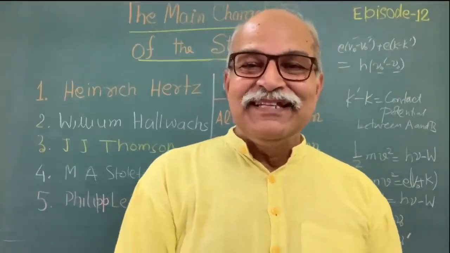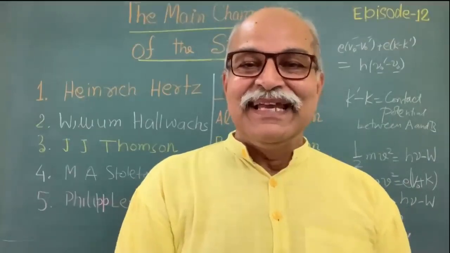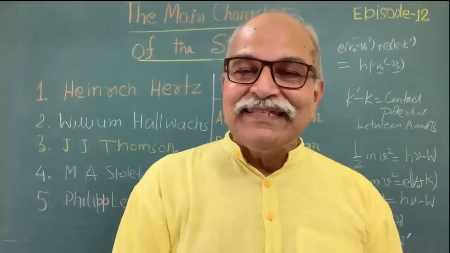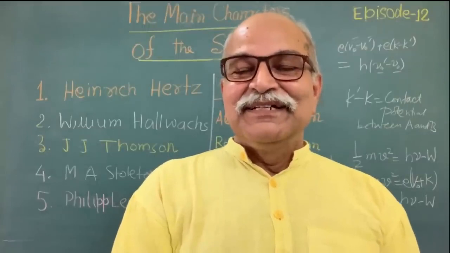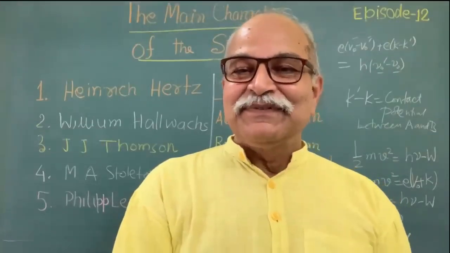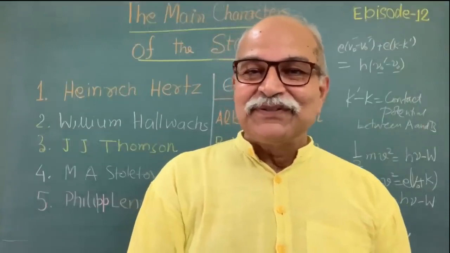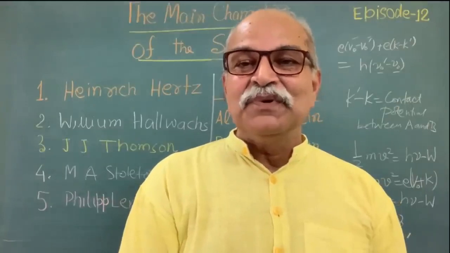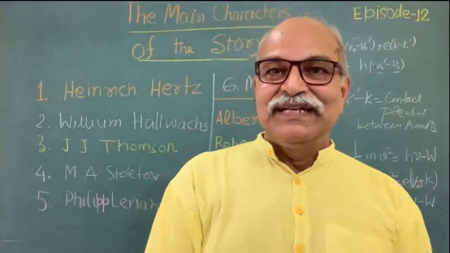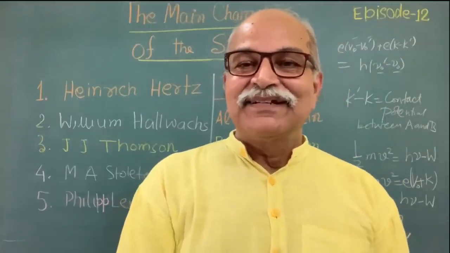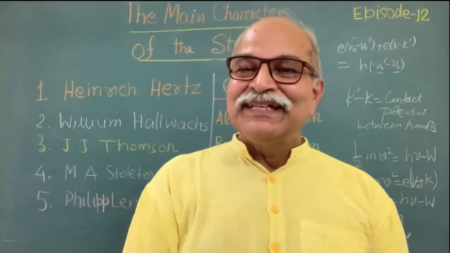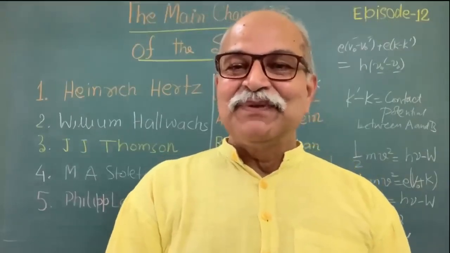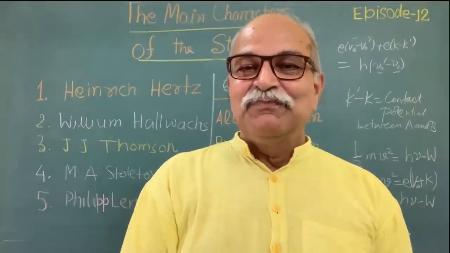Millikan was very critical of Einstein's theory, his philosophy that radiation energy is localized in different packets of h nu. So he was absolutely not ready to accept that, and even after this most successful verification of Einstein's equation, Millikan had reservations in accepting that photon theory. I will read some lines from his paper showing his concern about the theory.